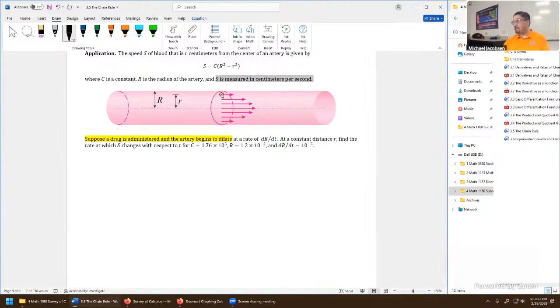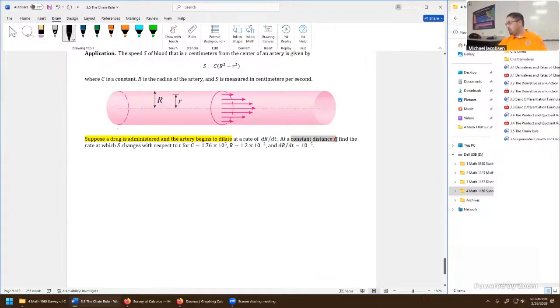of that blood platelet. But there's more going on in this problem. It's more dynamic than it seems at first. A drug is administered and the artery begins to dilate. And there's lots of drugs that do that for medical reasons. It's dilating at a rate dr/dt at a constant distance r. So r is another constant.